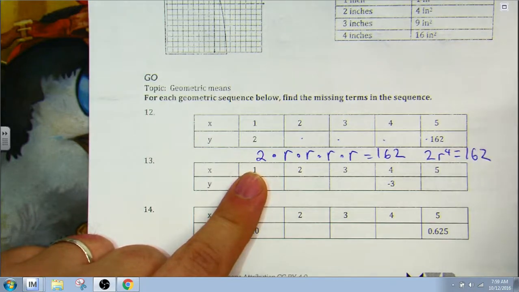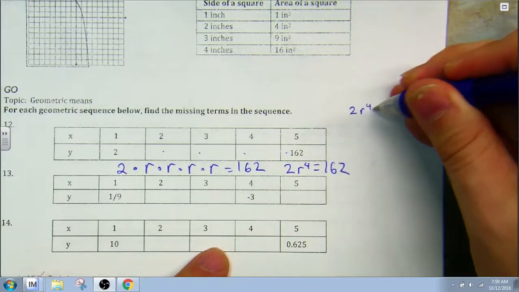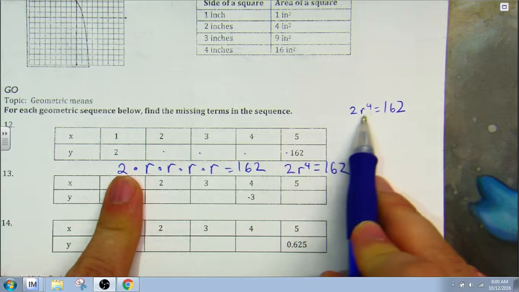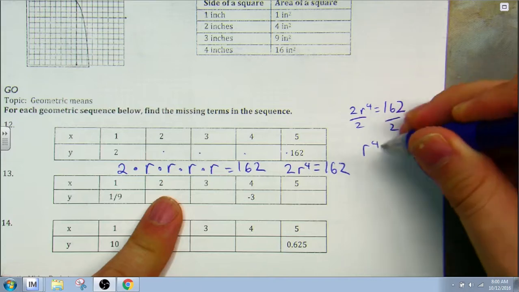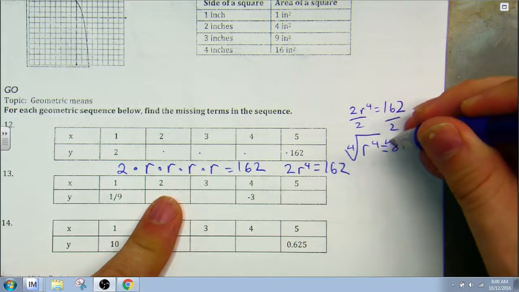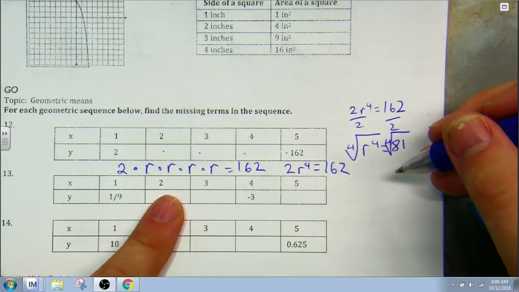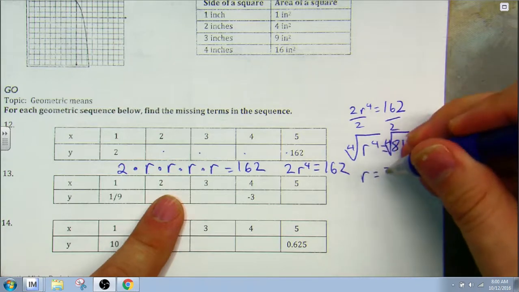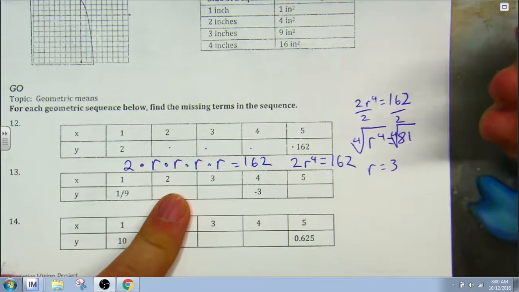I'm going to scoot my paper over so we can do a little bit more work. I'm going to rewrite it here. 2r to the 4th equals 162. I got r to the fourth because I'm multiplying by r times r times r times r, 4 times. So I can divide by 2, r to the fourth equals 81. Then I need to take the fourth root, which I think is 3. I'm pretty sure r is 3. Right? 3 times 3 is 9 times 3 is 27 times 3 is 81. Yeah, I just knew that. But if you didn't, you can plug that into your calculator to solve that.